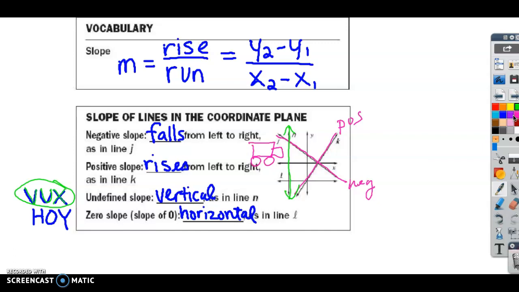And then a slope of 0, in purple, is a horizontal line. HOY helps us remember that a horizontal line has a slope of 0, and its equation is going to be y equals a number.